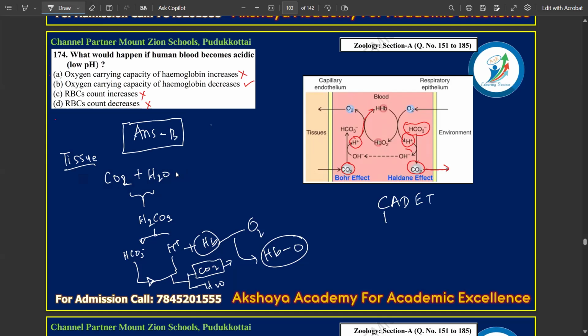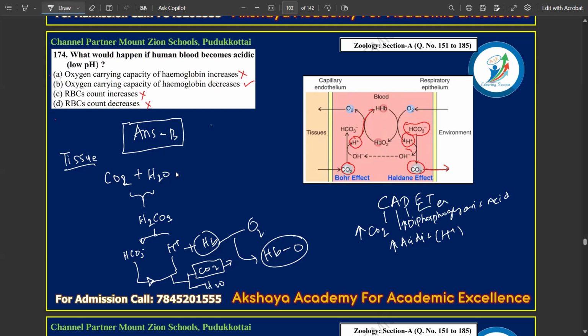The first one is carbon dioxide. An increase in carbon dioxide favors dissociation of oxygen from hemoglobin. An increase in acidic condition, or H plus, will also favor dissociation. Then D is 2,3-diphosphoglyceric acid, a metabolic product of RBC. If it increases, it also favors dissociation.